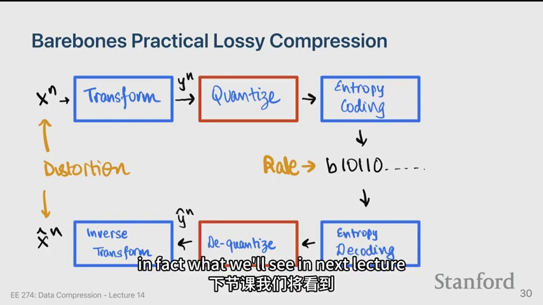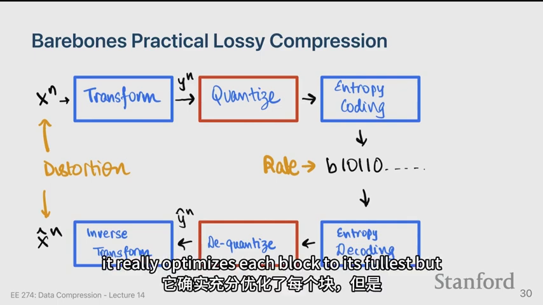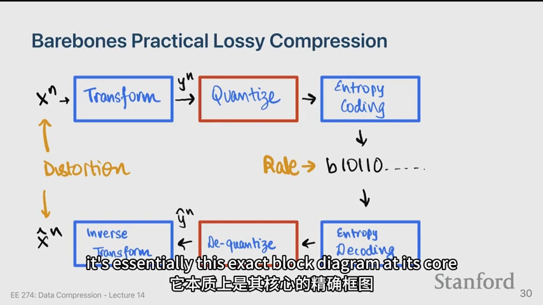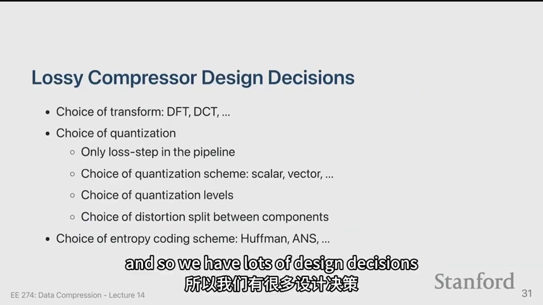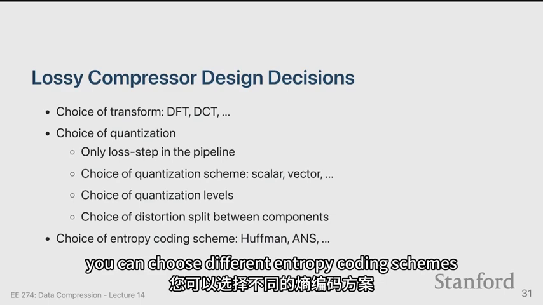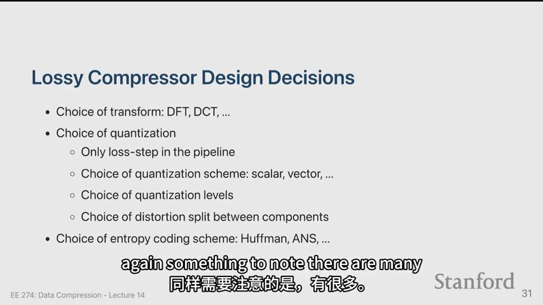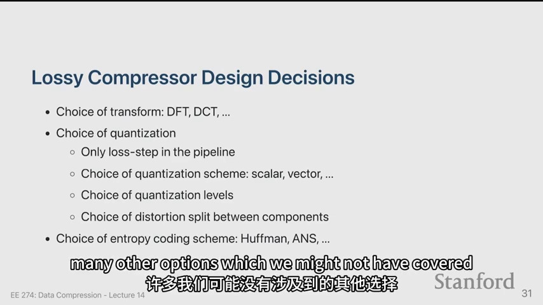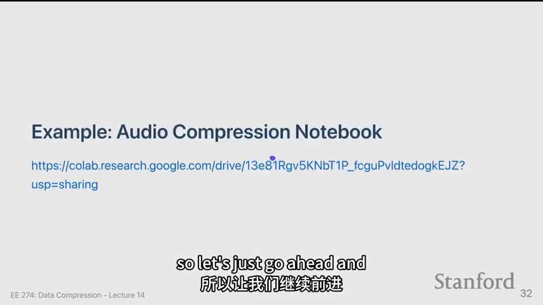In fact, what we will see in the next lecture, JPEG essentially does this, and it really optimizes each block to its fullest. But it's essentially this exact block diagram at its core. We have lots of design decisions: you can choose different transforms, different quantization, different entropy coding schemes, and we have given you some of these in the class. There are many other options which we might not have covered, but we have already covered some options for each of these.